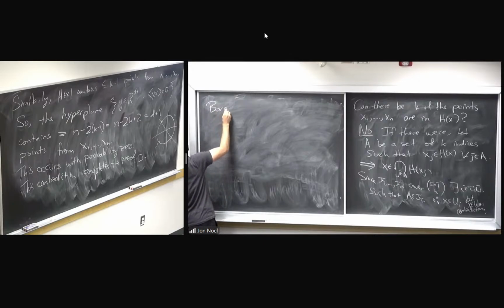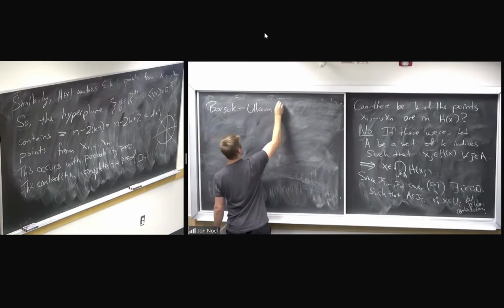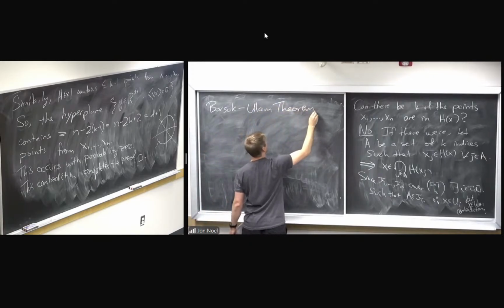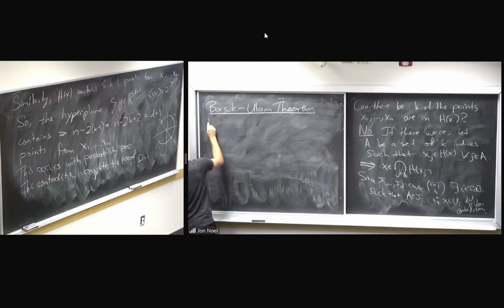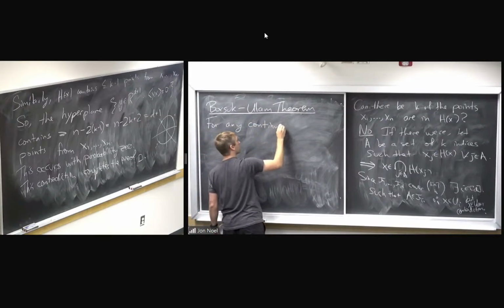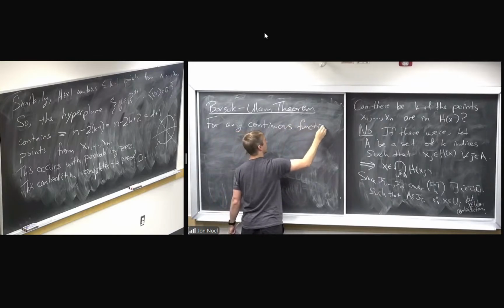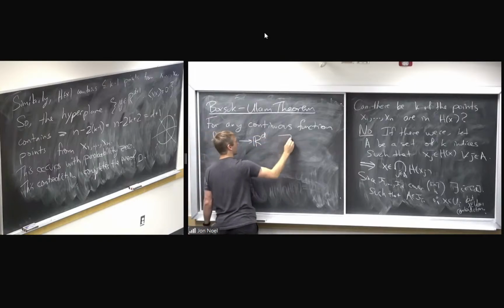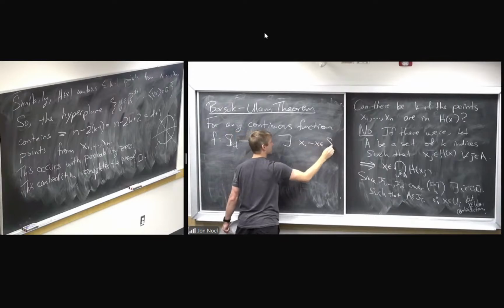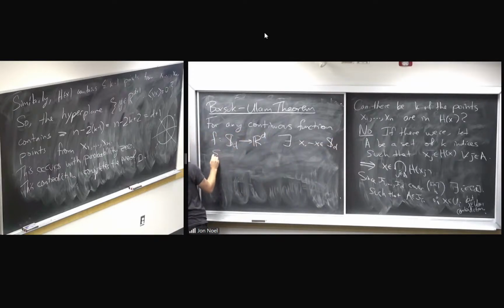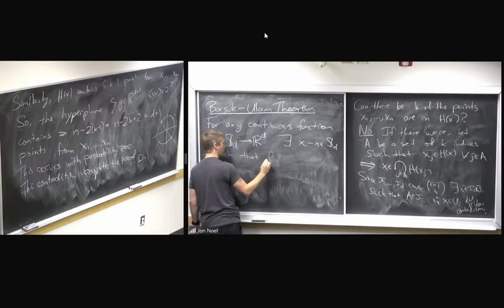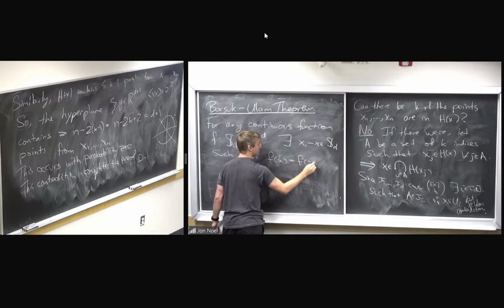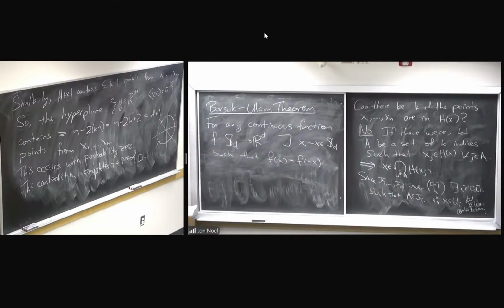So the Borsuk-Ulam theorem: for any continuous function f from a d-dimensional sphere to R^d, there exist antipodal points x and minus x such that f of x equals f of minus x. Okay.